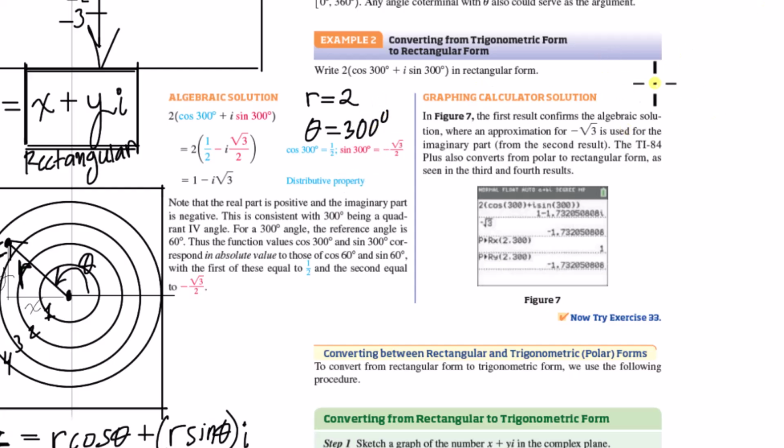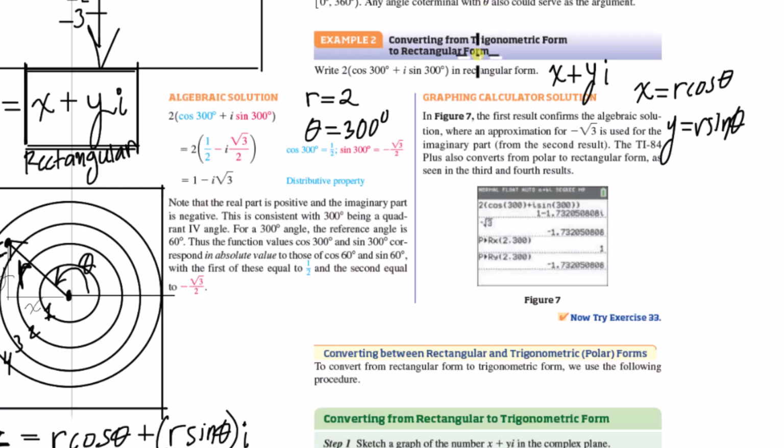Okay, so all we need, we're trying to write it in this form, x plus yi. Well, we know x is r cosine theta, y is r sine theta. Easy, just plug r and theta in here. And that's what they do, and they get that it's 1 minus i root 3.